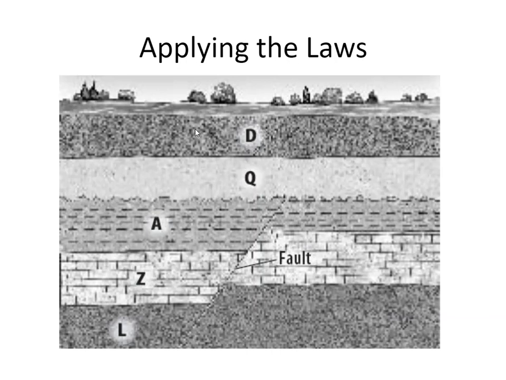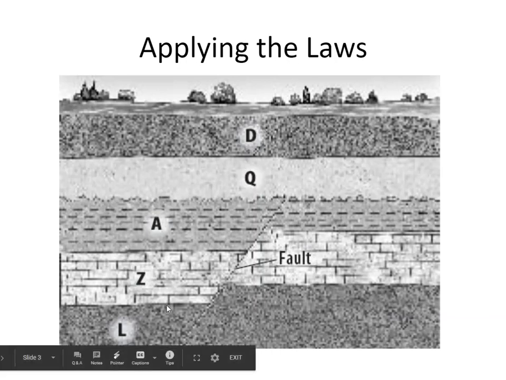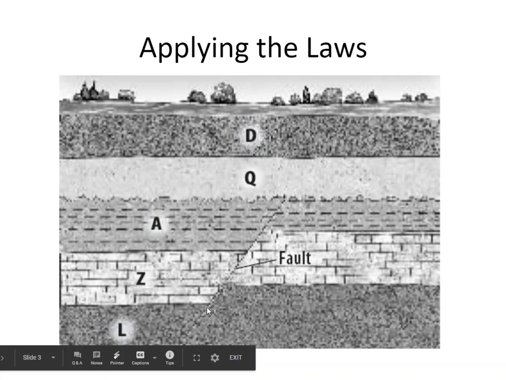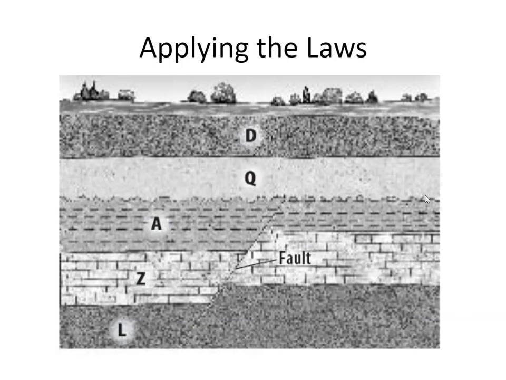Which ones did we see here? Well, we see original horizontality. The rocks are horizontal. We see that the younger layers are sitting above the older ones on the bottom. That's superposition. And we can see that this fault must be younger than all three of these by cross-cutting relationships because it cut those three. But we know that this fault is older than the erosion because the erosion cuts the fault.